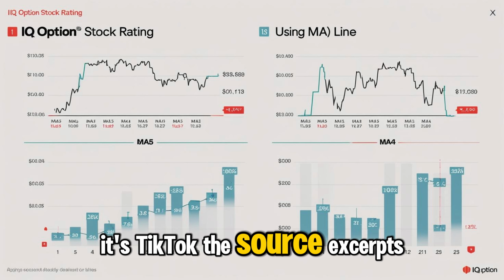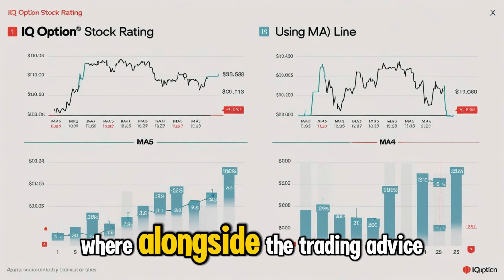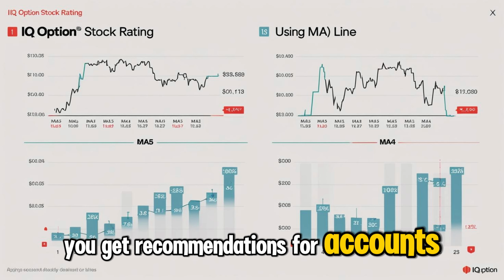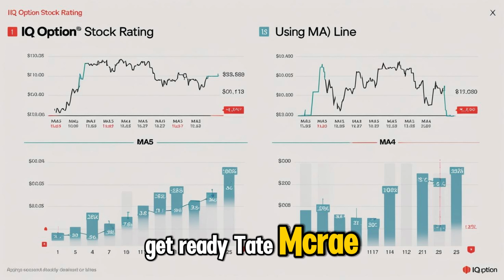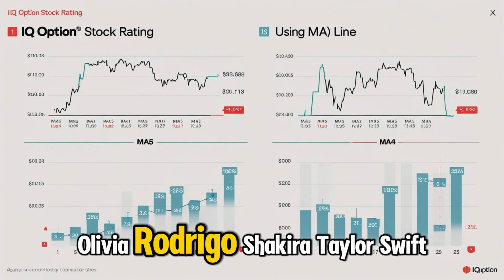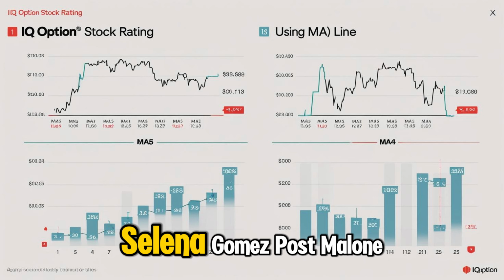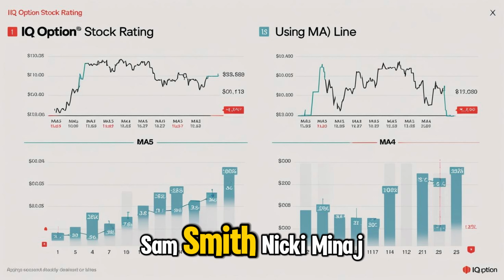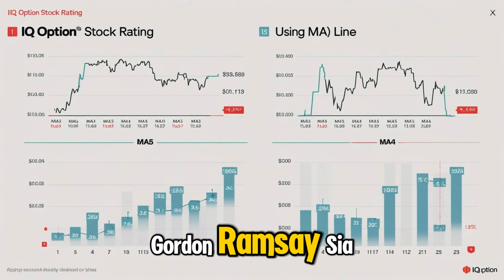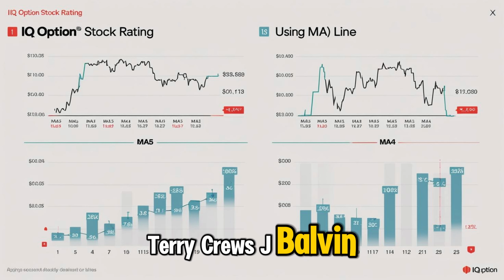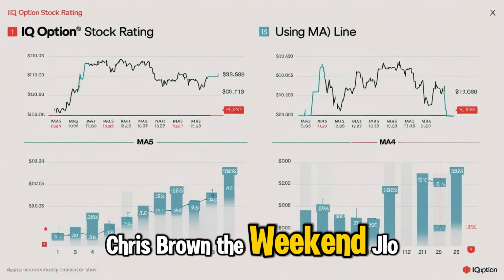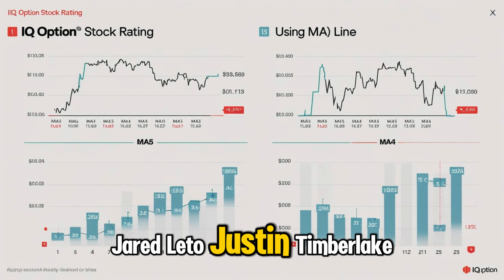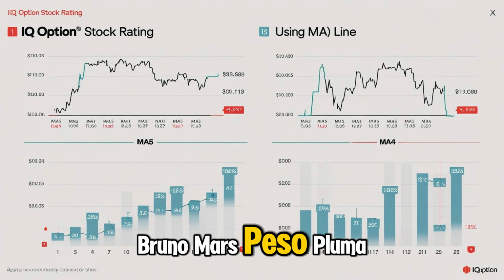It's TikTok. The source excerpts show this feed where alongside the trading advice, you get recommendations for accounts of major celebrities. Tate McRae, Bad Bunny, The Rock, Olivia Rodrigo, Shakira, Taylor Swift, Selena Gomez, Post Malone, Sam Smith, Nicki Minaj, Gordon Ramsay, Sia, Terry Crews, J Balvin, Ed Sheeran, Billie Eilish. It goes on. Bebe Rexha, Ozuna, Chris Brown, The Weeknd, JLO, Jared Leto, Justin Timberlake, Bruno Mars, Peso Pluma, Rihanna.